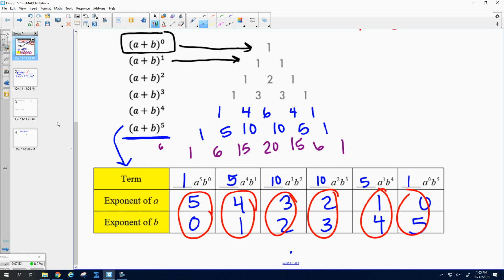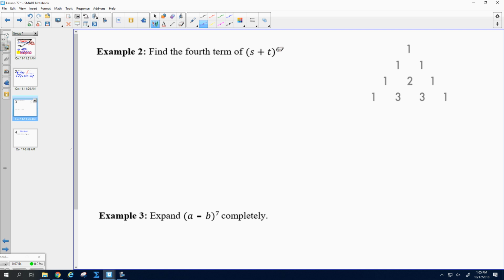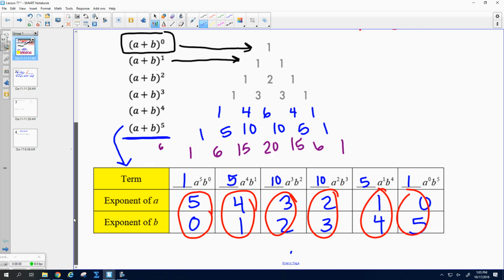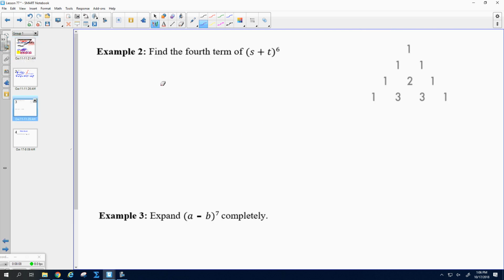All right, so I went to the 6th row because my exponent here is a 6. I want the 4th term. So if I want the 4th term, I got to count over my coefficients. This would be the 1st term. This would be the 2nd term. This would be the 3rd term. This would be the 4th term. And I get a 20. So that's my coefficient.